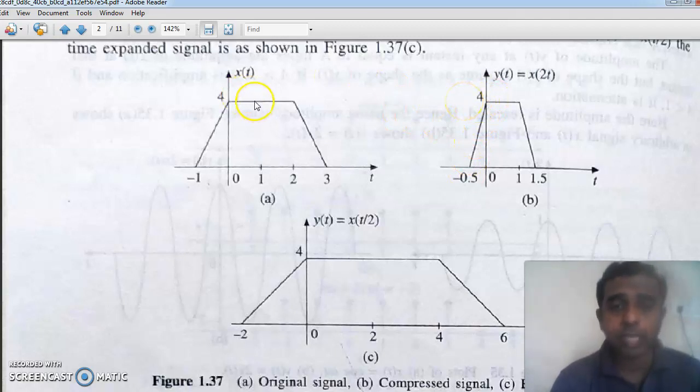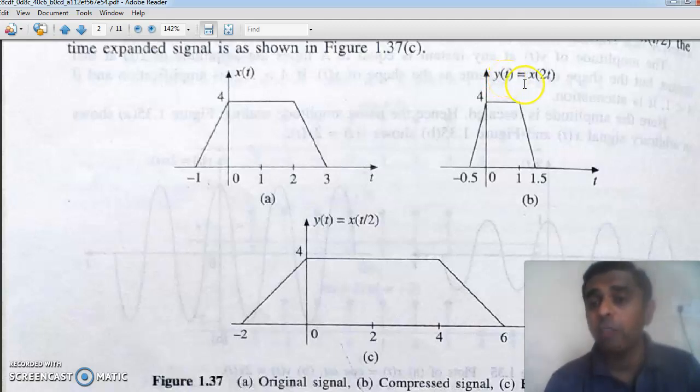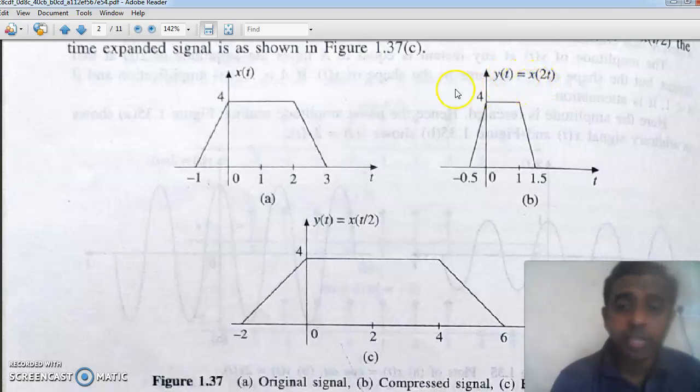Likewise, if you continue like this, what is y of 1? Y of 1 is equal to x of 2. What is x of 2? X of 2 is this point. So this continues till this point, that is at y of 1 I'll have x of 2, this value here. Again, if I substitute y of 2 here, then this becomes x of 4. X of 4 I don't have a value.